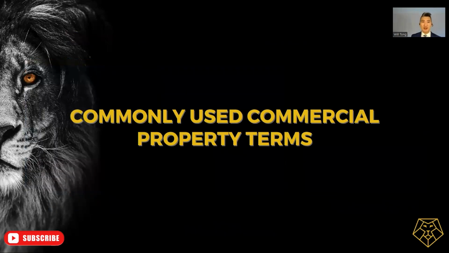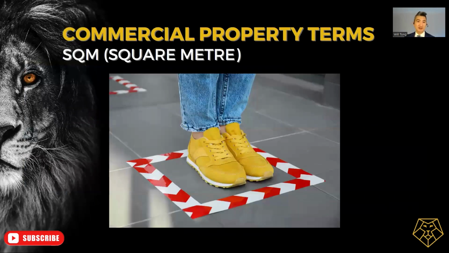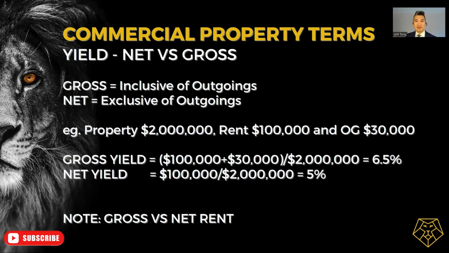So what are some of the commonly used commercial property terms? So I'm going to go through about a dozen of these commonly used commercial property terms or jargon, so that you're up to speed with how commercial properties work. Okay, so the first one, the most obvious one, is SQM, which stands for square meter. Basically, everything in commercial properties is measured in square meters, unless you're in North America or in the US where you're still using square feet. But essentially, everything is measured in square meters, and it starts and stops there.